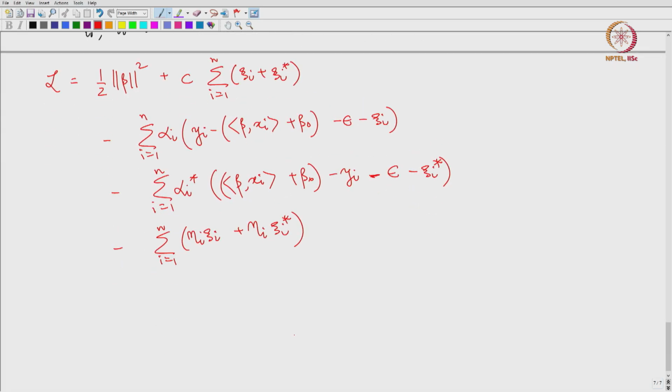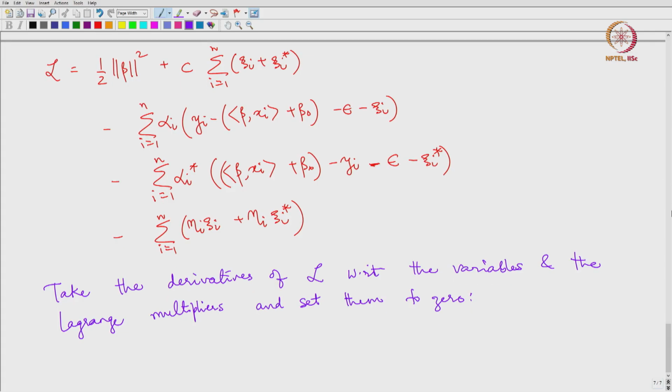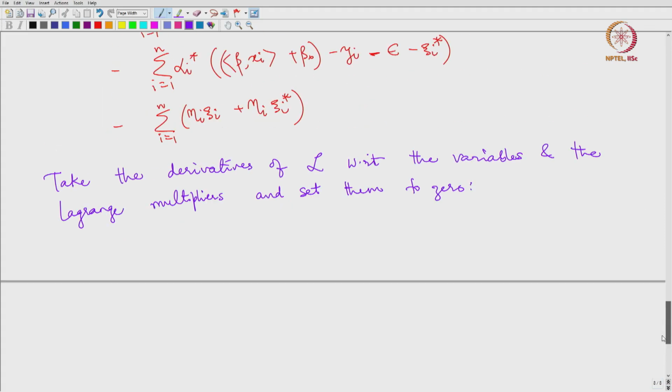Now to convert to the dual problem, you will have to take the derivatives of the Lagrangian with respect to the variables, including the slack variables and the Lagrange multipliers, and set them to 0. That is the procedure. So you can do that and I will just give you the final results. This is something that you can treat as an exercise.